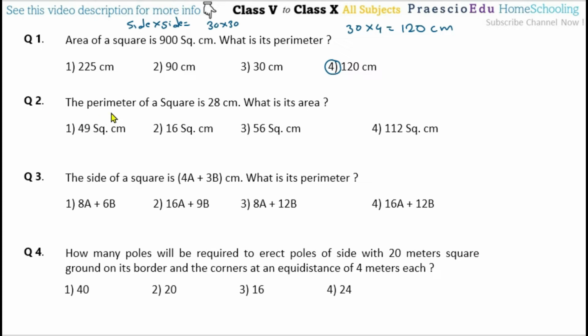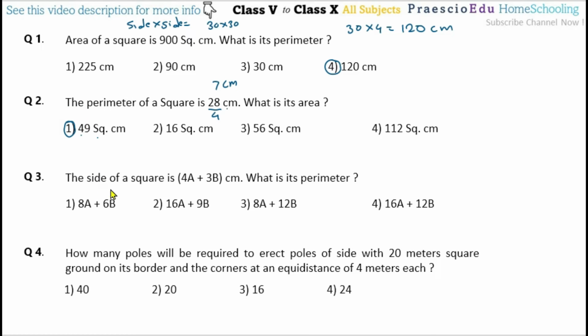Now question number 2, the perimeter of square is 28 centimeter. Now this is a square, means all the sides are equal. So we can say 28 divided by 4, means that is 7 centimeter. That is the side of the square. Now what is its area? Now area means side square, or we can say side multiplied by side. So 7 multiplied by 7, or we can say 7 square, so that is 49, and here the unit is centimeter, means square centimeter. So 49 square centimeter means option number 1 is the correct one.